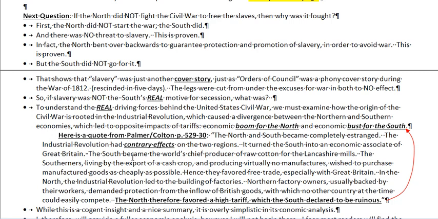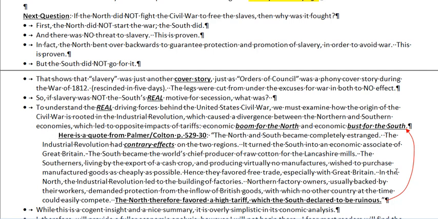The South became the world's chief producer of raw cotton for the Lancashire mills. The Southerners, living by the export of a cash crop and producing virtually no manufactures, wished to purchase manufactured goods as cheaply as possible. And it wasn't that simple. Hence, they favored free trade, especially with Great Britain. I mean, that's what's always said, but people aren't understanding the economics going on here. I mean, that's part of it. It's about inflationary pressure, right?